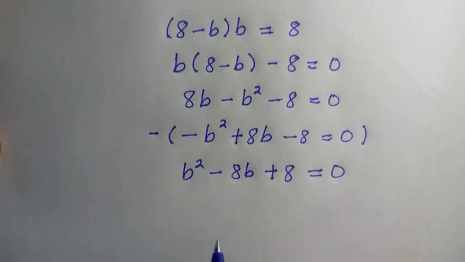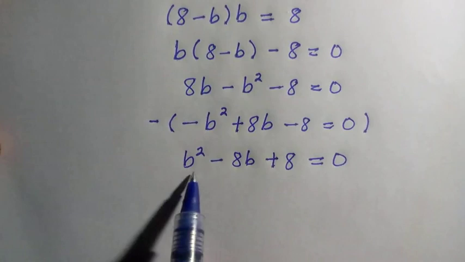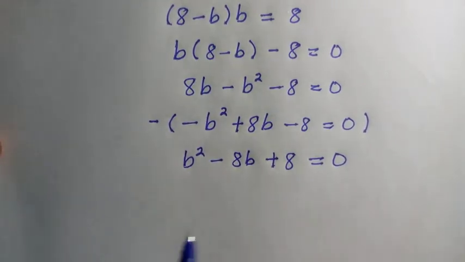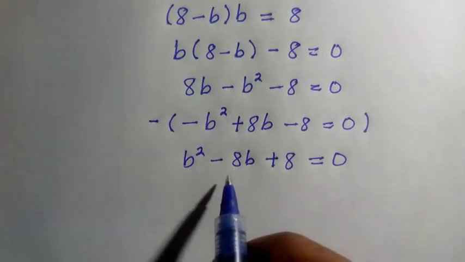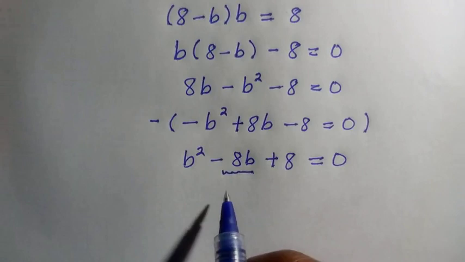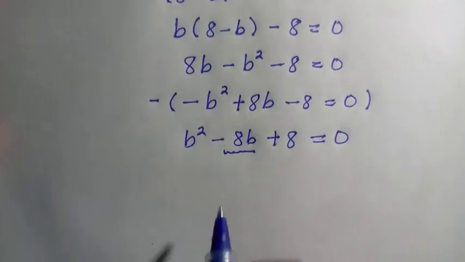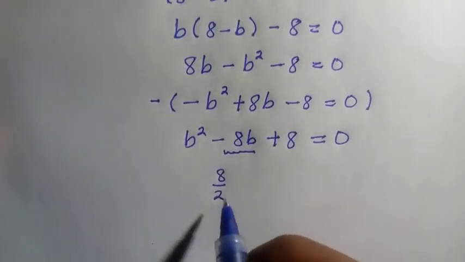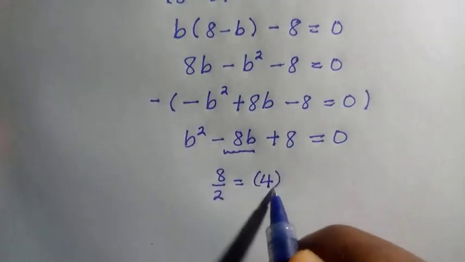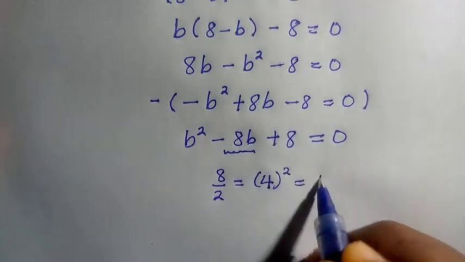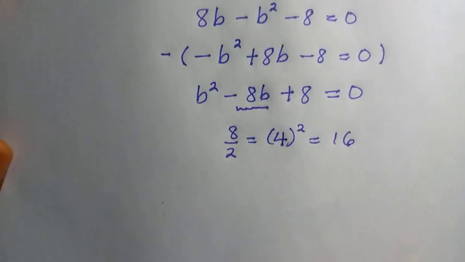So here is the quadratic equation, as we are going to apply the completing the square method to solve this. How are we going to apply that method? Here, the middle term, the coefficient, we have to divide by 2. 8 divided by 2 gives us 4. Then we take the square of this 4, which gives us 16. Then we add it and subtract it.